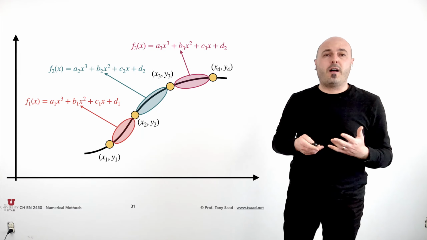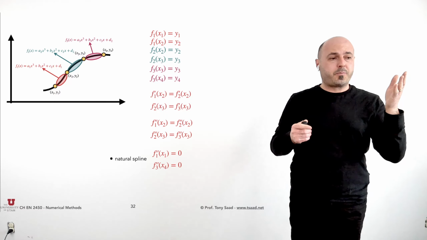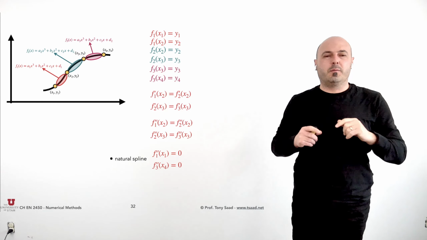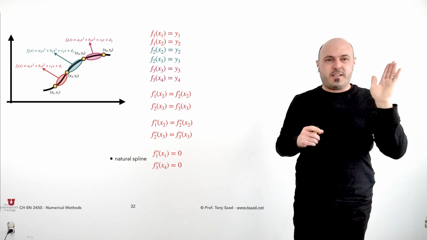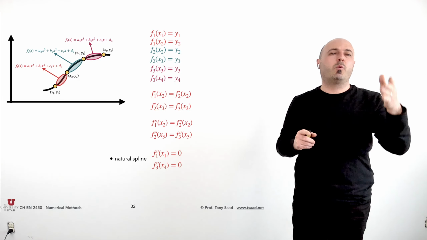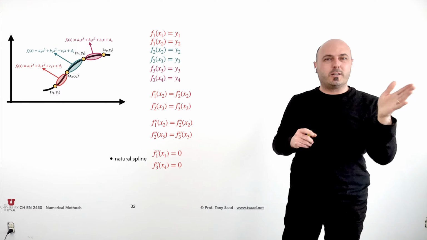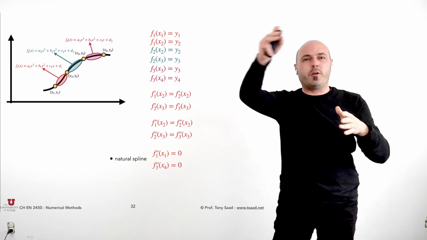So here's a breakdown of how we apply these conditions very simply. Like I said, I switched the colors a little bit. So the spline f1 at x1 is equal to y1, f1 at x2 equals y2, and then f2 at x2 equals y2, f2 at x3 equals y3, and so on and so forth.